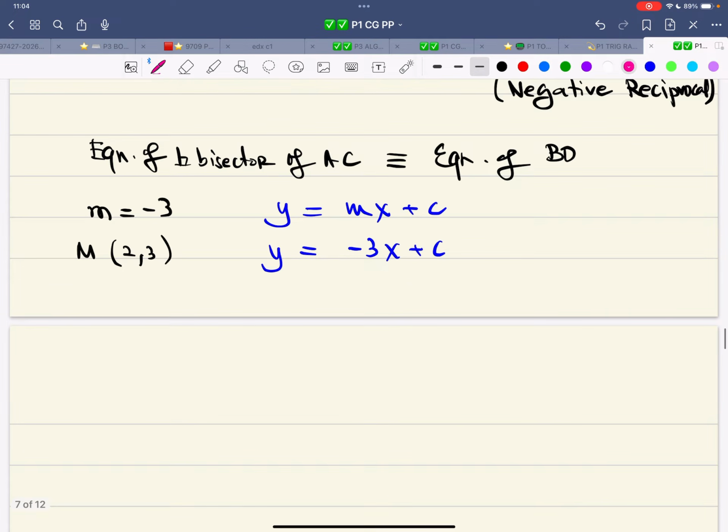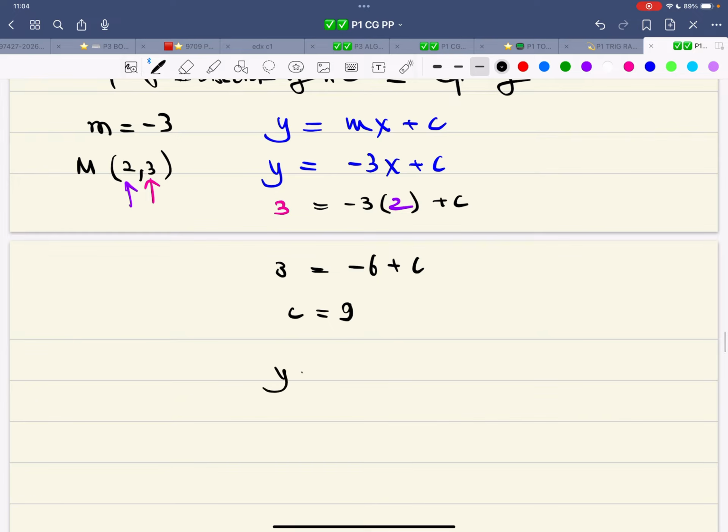And now let's plug in 3 for y and 2 for x. So therefore, y equals minus 3 into 2 plus c. 3 equals minus 6 plus c. c comes out to be 9. Therefore, y equals negative 3x plus 9.